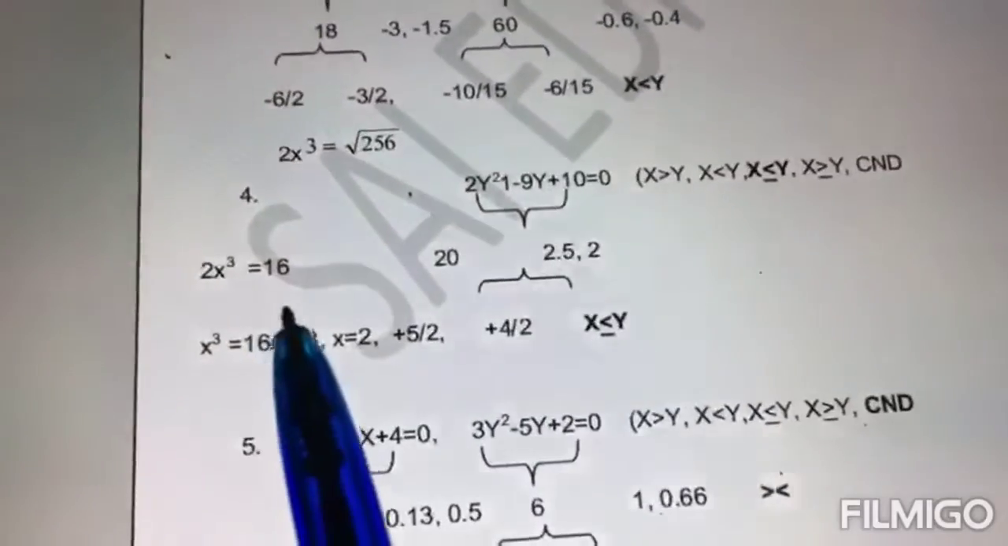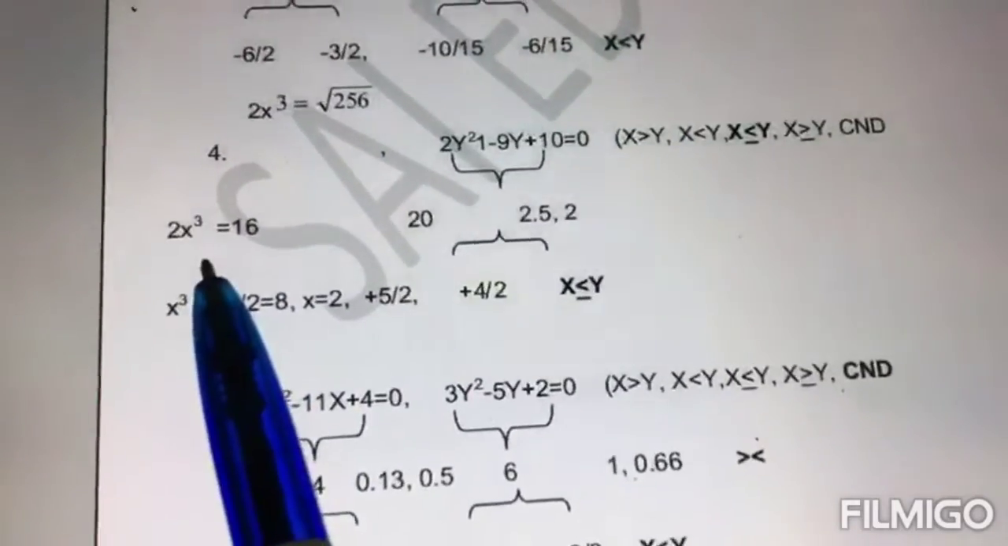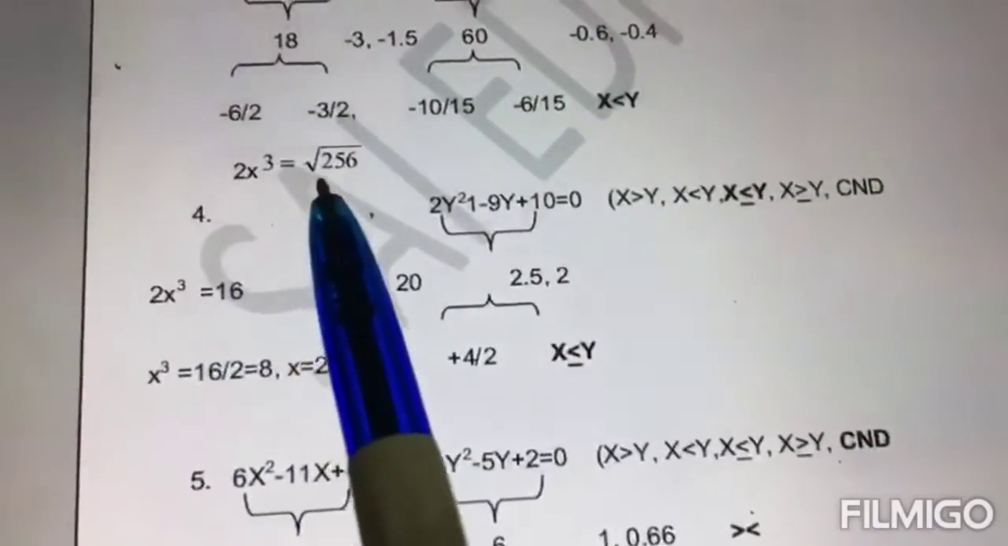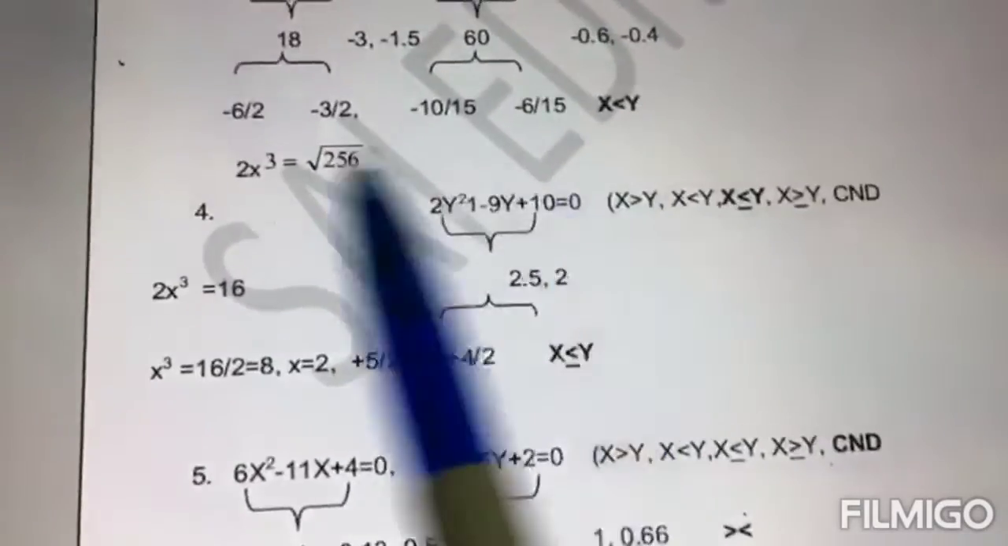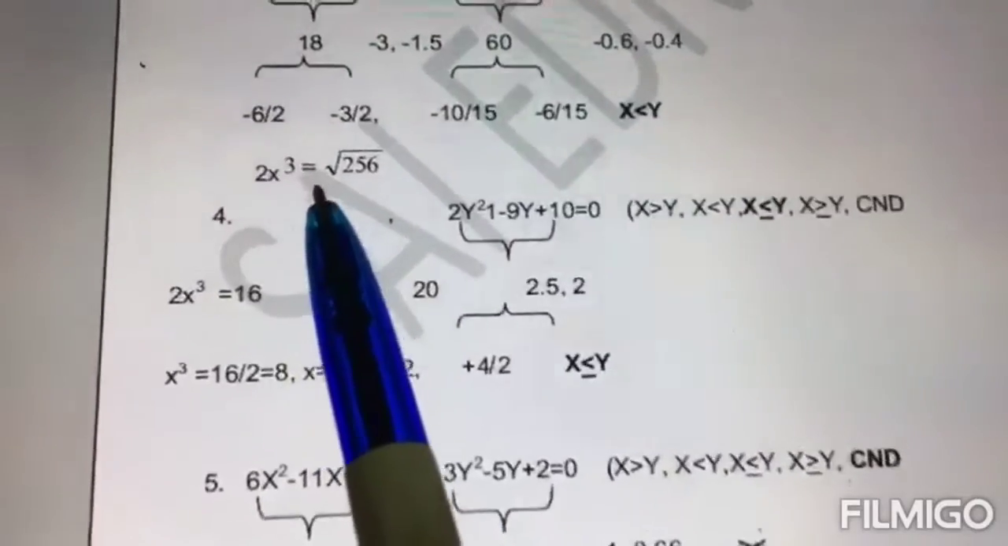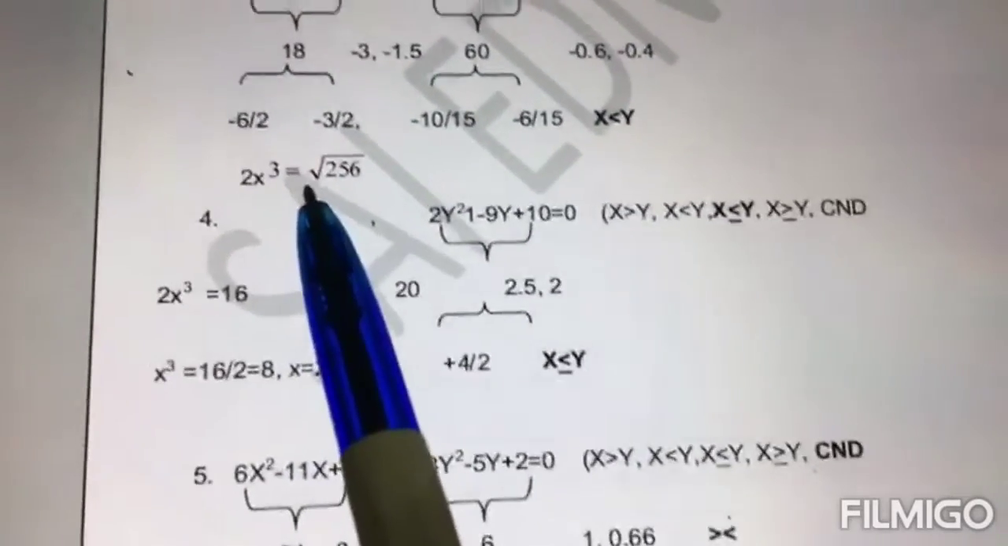Let's do number 4. So we are given two equations again. 2x cube is equal to root of 256, and then we are given a quadratic equation. Is this a quadratic equation? No, it is a cubic equation, right? So let's solve this first.